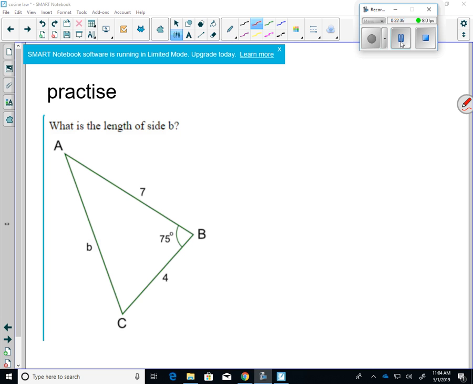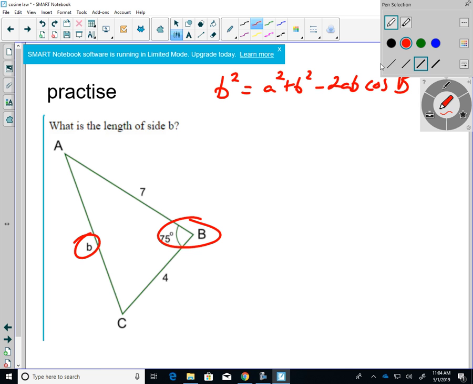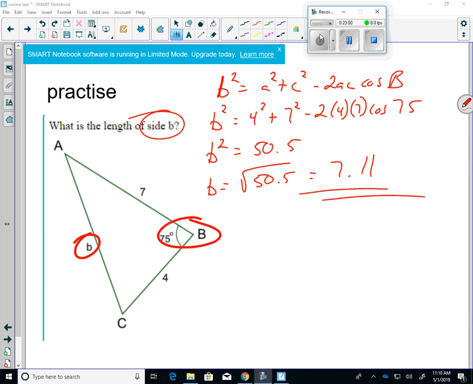Try this one. What is the length of side B? We've got side B, we've got angle B, and we've got the 2 sides here. So we're going to pick the formula that's got B in it. There's the formula. You guys try it. Okay, so there's your answer. A common mistake would be to forget to square root at the end.